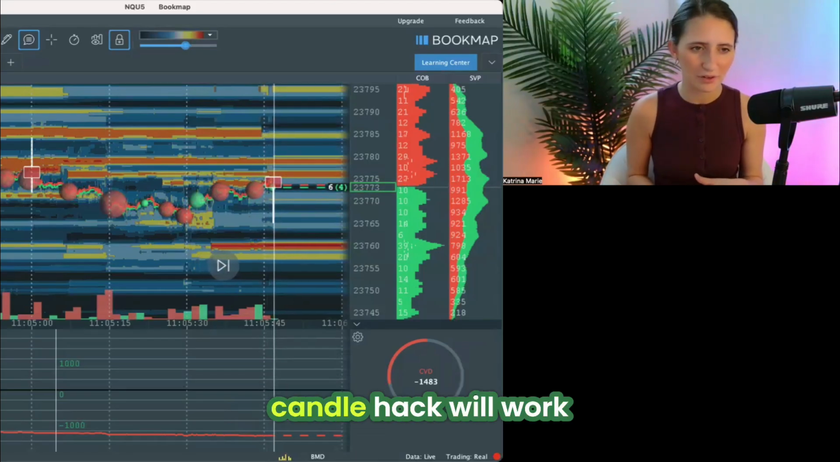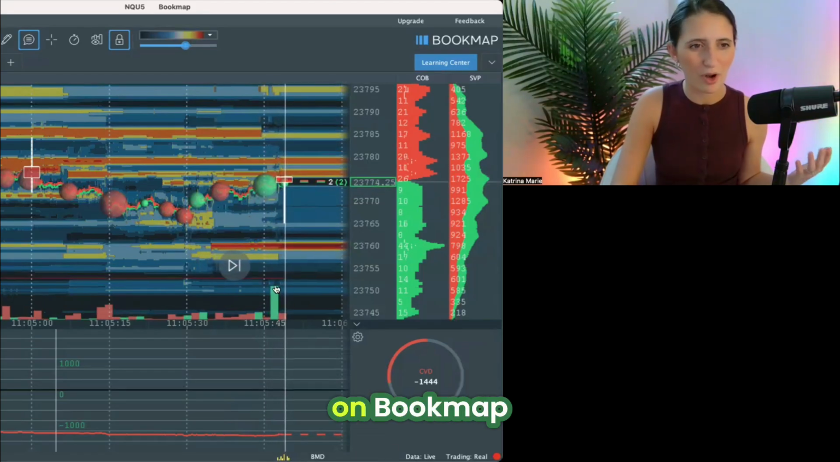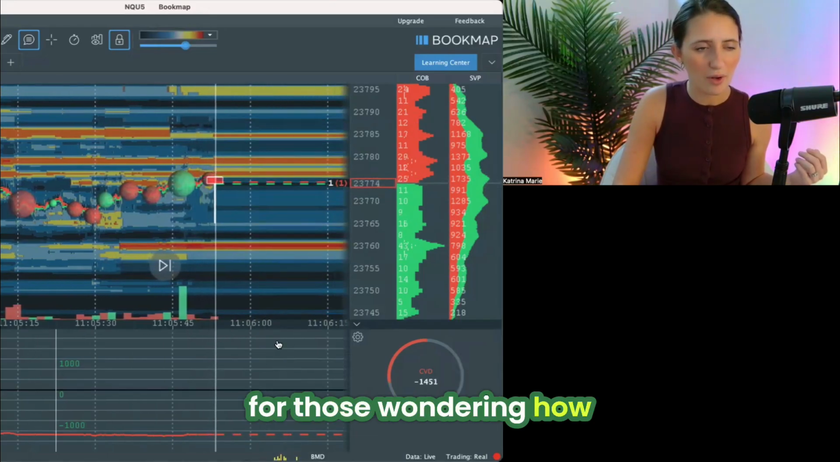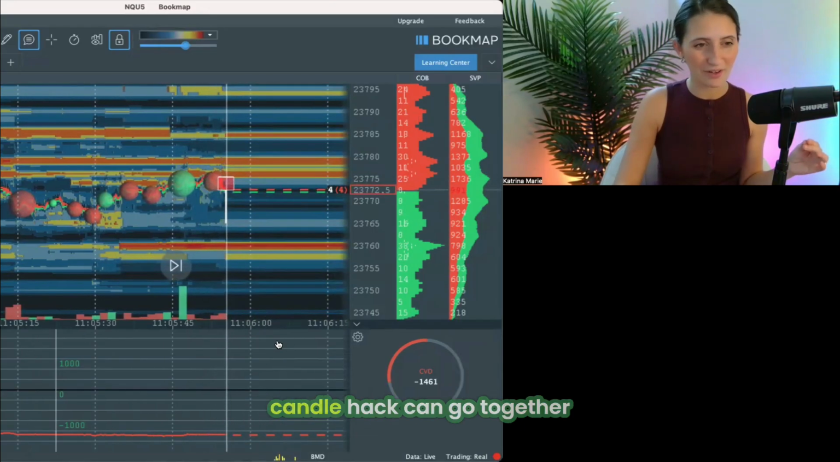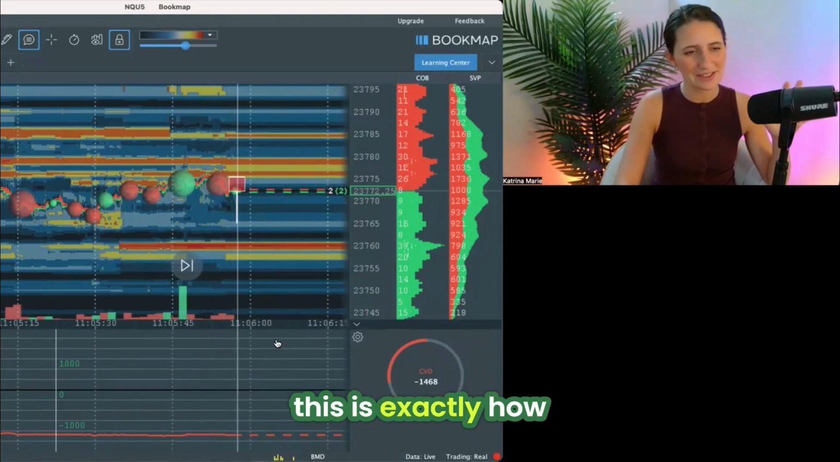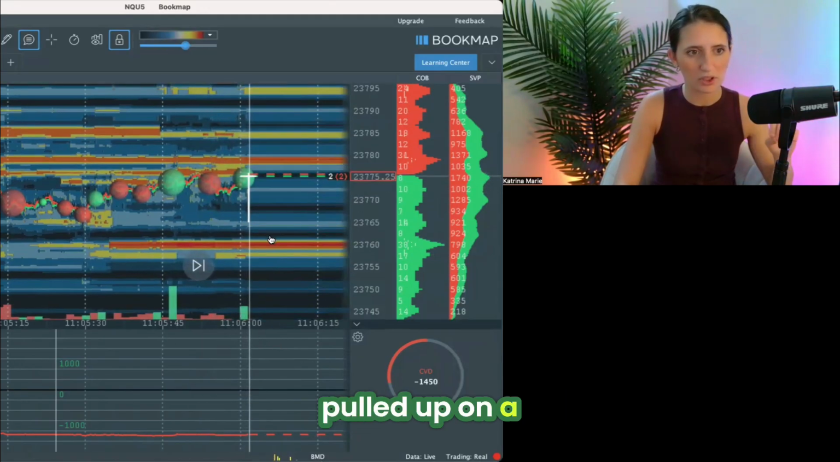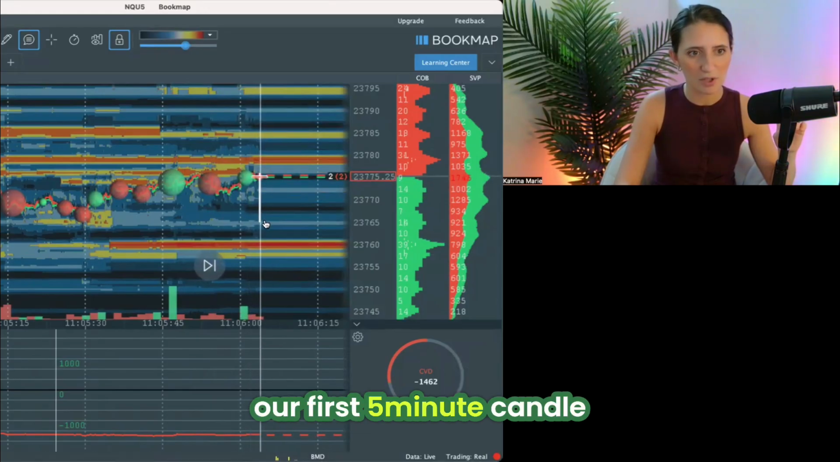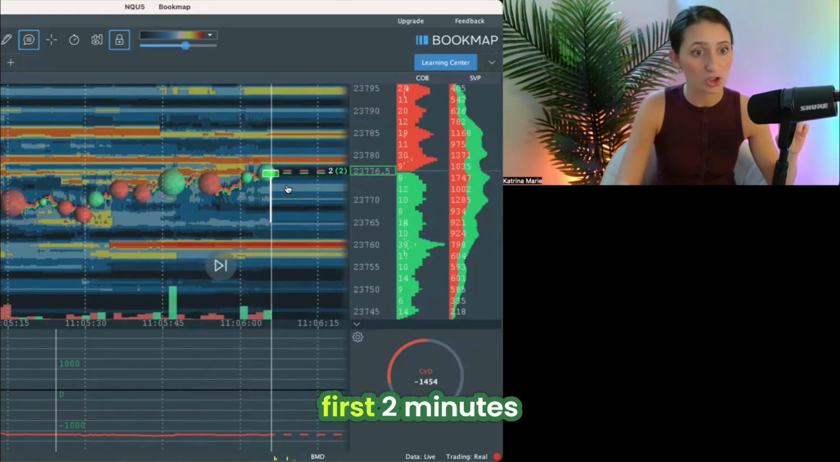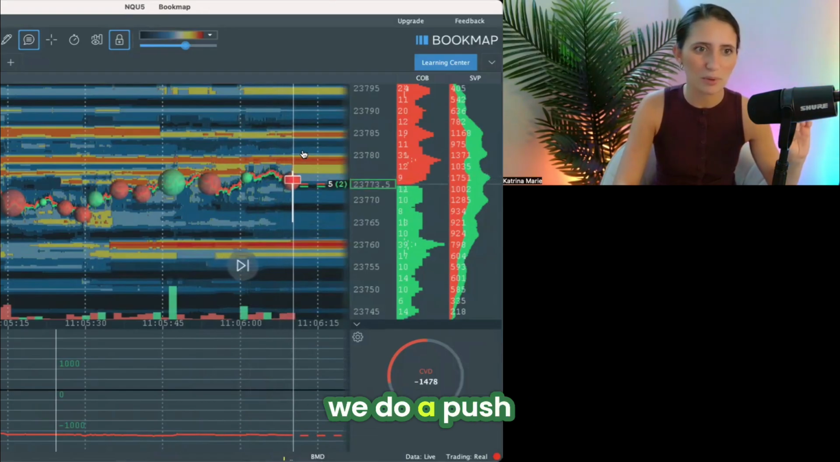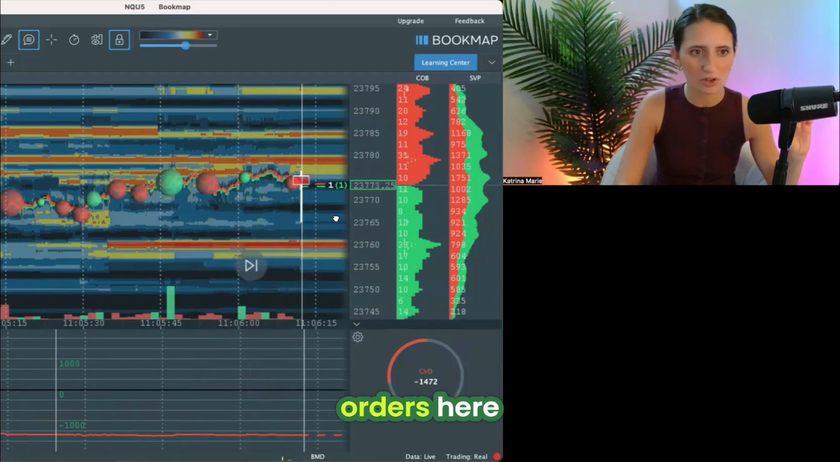Here's how the 5 minute candle hack will work on Bookmap. For those wondering how Bookmap and the 5 minute candle hack can go together, this is exactly how I would use it. I usually have this pulled up on a separate screen, and as you can see, our first 5 minute candle pushed down for the first 2 minutes, like I talk about, and then midway through, we do a push up to grab these orders here.